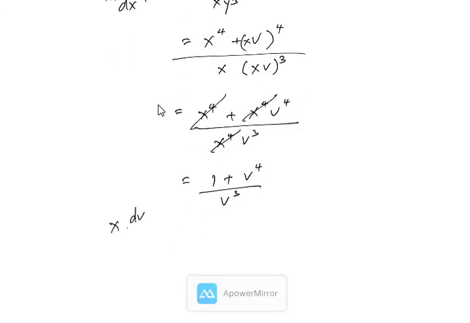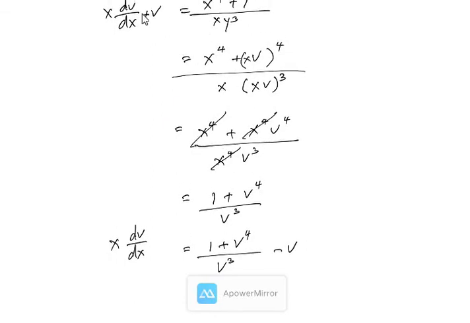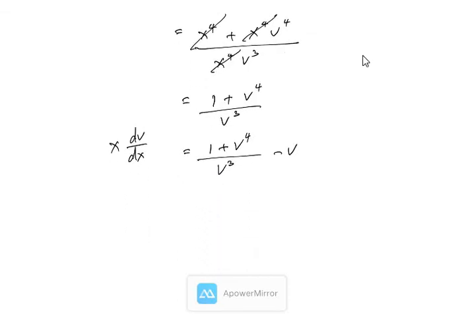So x dv over dx is equal to 1 plus v power of 4 divided by v power of 3 minus v. We bring the v to the right hand side, so minus v. Since the denominator is v power of 3, we multiply with v power of 3. And then v power of 4 minus v power of 4 we can cancel out, and then we are left with 1 over v power of 3. So we can separate the v and x by moving v to the left hand side and x to the right hand side. Therefore v power of 3 dv is equal to 1 over x dx.